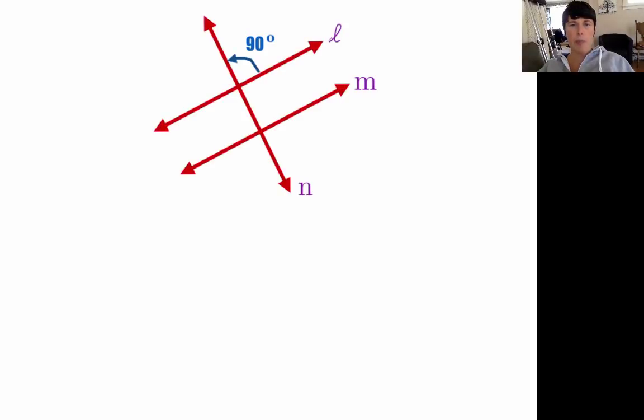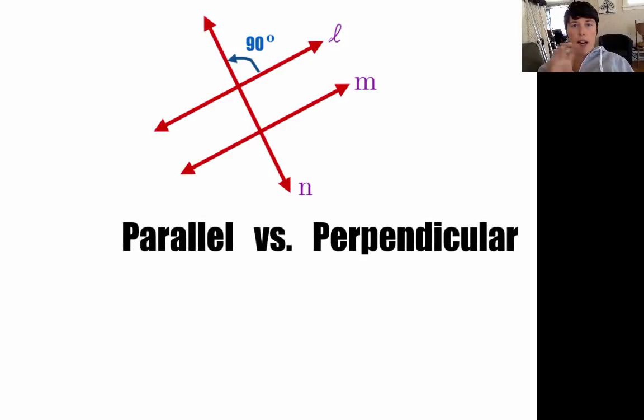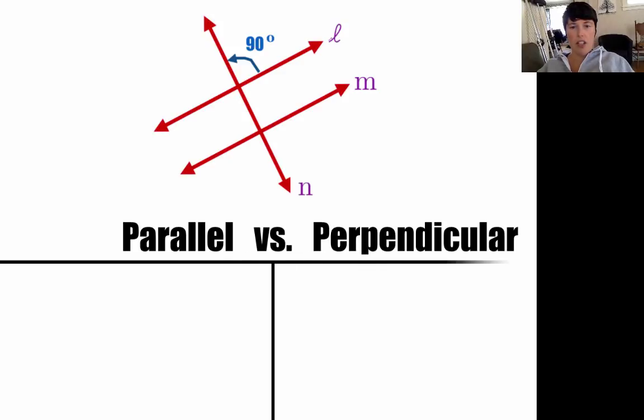Here's what we're going to do with this picture. So we have two parallel lines and we have a perpendicular line. We're going to make a T-chart underneath of parallel versus perpendicular, and I'm going to make a nice little T-chart under that. So in this T-chart, we're going to go through some basics of what's a parallel line versus a perpendicular line.